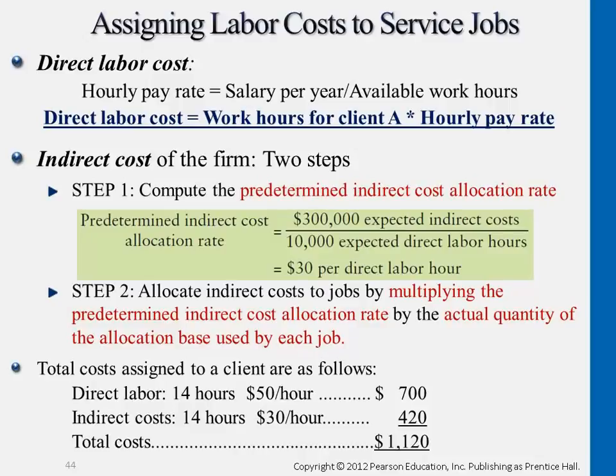$50, let's just assume their salary divided by the total expected working hours is 50. Okay, so this number, if you go back to read the chapter, you'll see how the annual salary is. Okay.